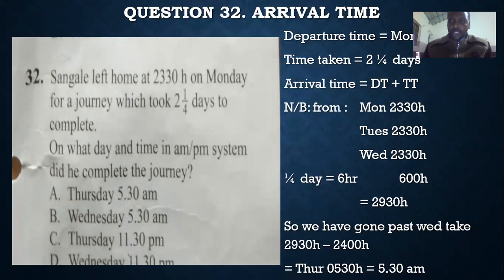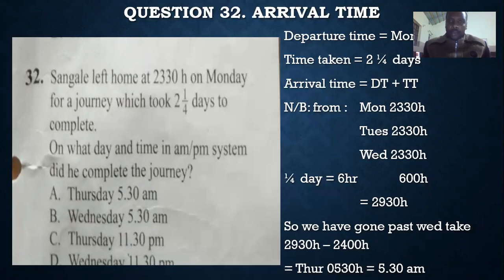So on Wednesday, 23:30, we add 6 hours. When we add 23:30 plus 6, it gives us 29:30 hours. 29:30 hours of Wednesday tells us we have gone past Wednesday because Wednesday was supposed to end at 24:00. So we subtract 24:00 from the 29 that we have got, and that takes us to Thursday 05:30 hours, which is the same as very early morning of 5:30 a.m.